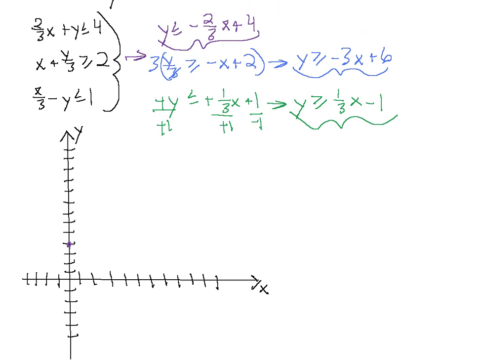So this line is going to cross the y-axis right here at 4, and it has a slope of minus 2 over 3, so it's going to drop down 2 and go over to the right 3. And we simply connect these 2 points with a solid line because it's less than or equal to. So the possible solution will be on every point on that line. Every point is a possible solution for the system of inequalities.